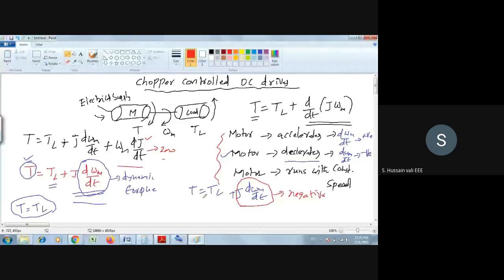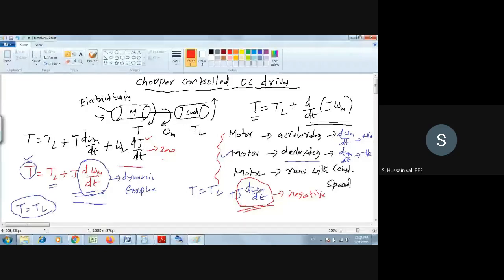So it means it will give energy back to the motor. How does the energy come here? The extra energy is because of this part J d omega m by dt. You can consider this as the energy stored in the motor mechanical parts.